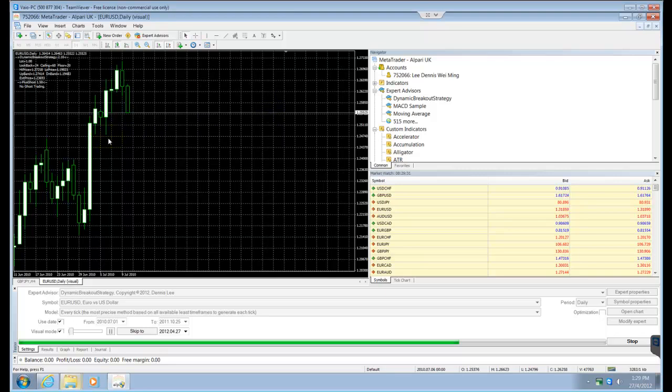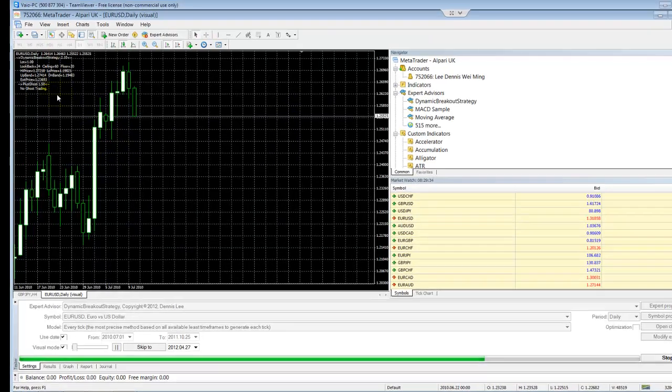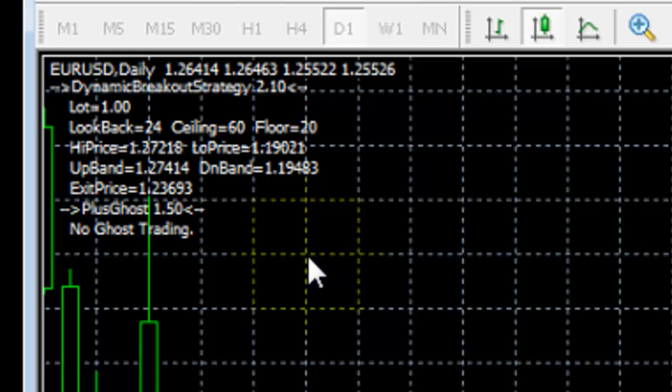The EA has several pieces of information displayed on the top left corner. The lot info was discussed previously, which is 1. The look back is calculated based on the volatility, which is 24 at the moment. The ceiling and the floor were discussed previously, which are 60 and 20 respectively.